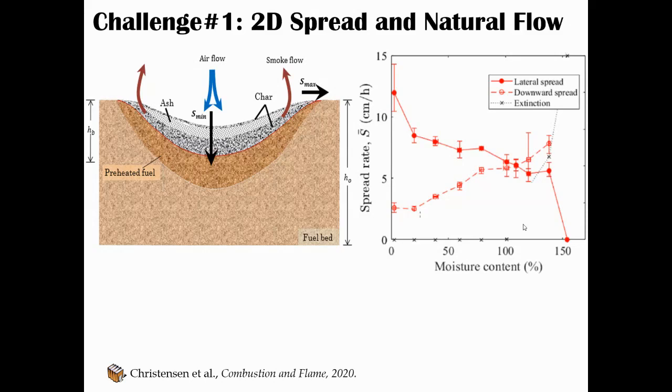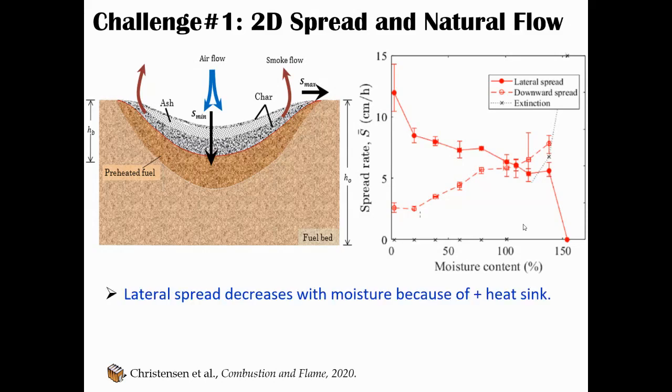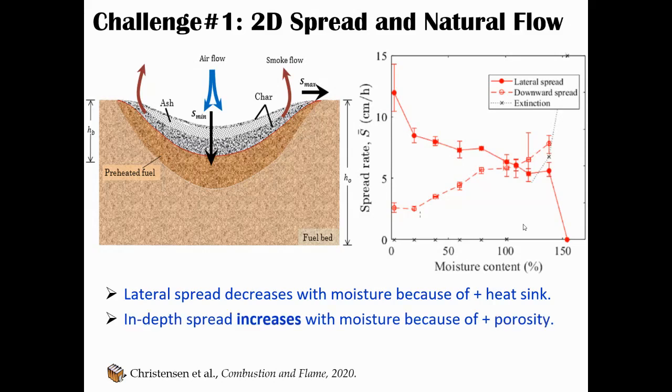It does not decrease. So why does the lateral spread decrease with moisture? We know that is because of the heat sink that the water represents. It has to be evaporated. That takes heat away. That actually prevents it from going to the virgin fuel that will further accelerate the process. But why does the in-depth spread rate increase with moisture?